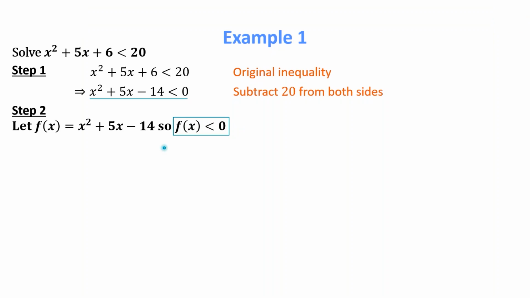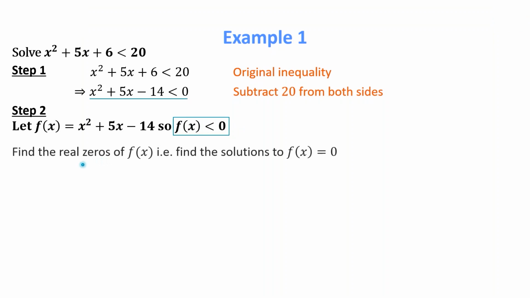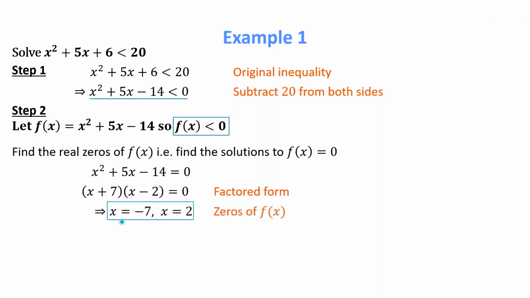So now, carrying on with step 2, we want to find the real zeros of f of x, i.e. find the solutions to f of x equals 0. So now, when we set it equal to 0, we know this is a quadratic, we factorize to give us this, and we solve this to give us the solutions, or the real zeros, x equals minus 7 and x equals 2. So now that we have the real zeros of f of x, we move on to step 3, producing the sign chart for f of x.